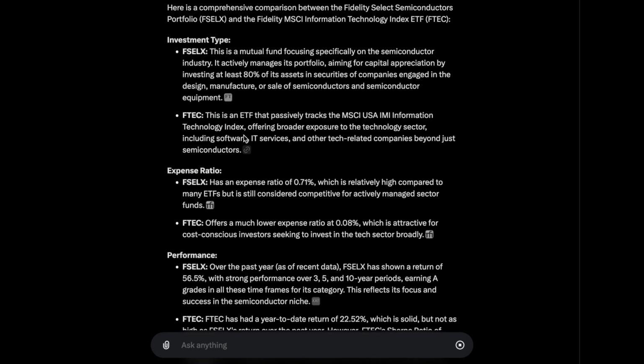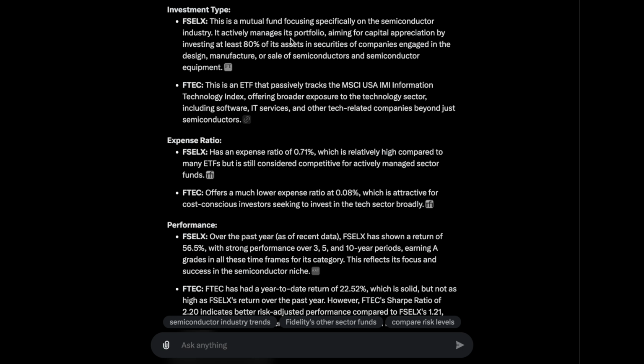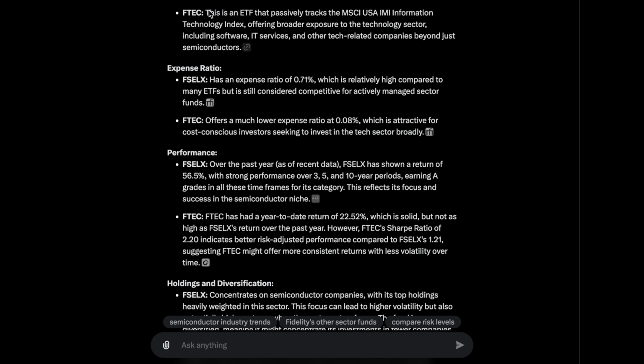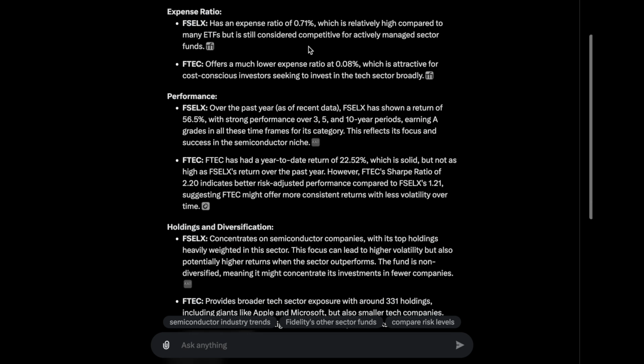Let's compare FSELX to FTEC using Grok. I think this is good to get another analysis using AI. So as you can see, I typed in FSELX versus FTEC. Now let's first go over this. It highlights the view of FSELX as a mutual fund, specifically on the semiconductor industry. And remember, it's actively managed within its portfolio, where 80% of its companies within it design, manufacture, or sell semiconductors. Now, FTEC is an ETF that we highlighted that passively tracks the MSCI IMI Information Technology Index Fund. So you have to remember that. They're monitoring 2 different areas.